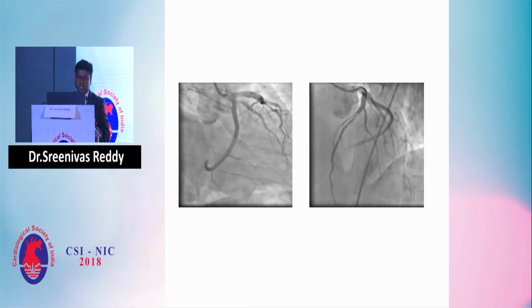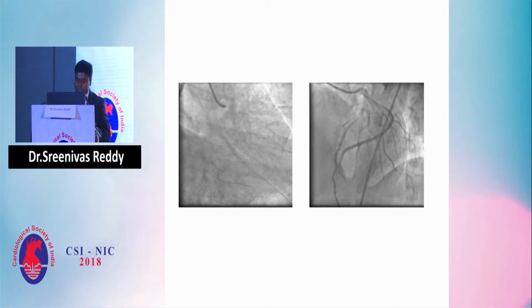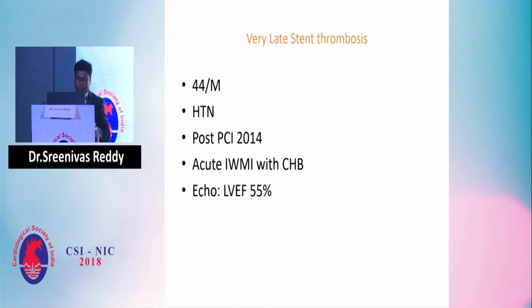So that's the result. You can see there is some slow flow in the LCX. So IVUS also helps in predicting the predictors of slow flow. Positive remodeling, plaque rupture, IVUS-detected thrombus, and tissue prolapse are independently associated with post-PCI troponin elevation. The more the necrotic core, the more likely to have slow flow.